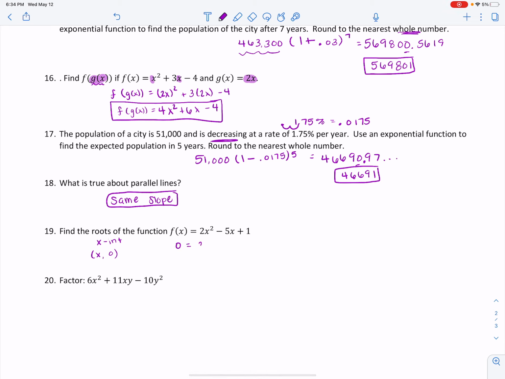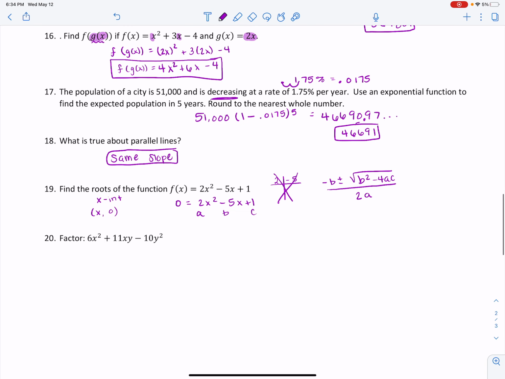So if 0 equals 2x squared minus 5x plus 1, the only way to solve that is to factor it. So 2 times 1 is 2, and b is negative 5. But that's not factorable. There are no two numbers that will work for that. So if you can't factor it, your only other option is to use the quadratic formula. So negative b plus or minus the square root of b squared minus 4ac, all divided by 2 times a. A is 2, b is negative 5, c is 1.